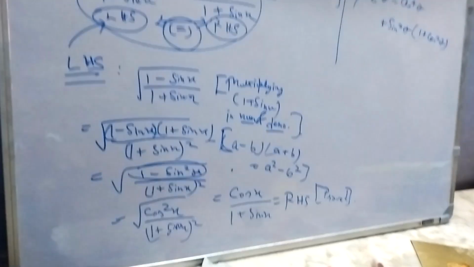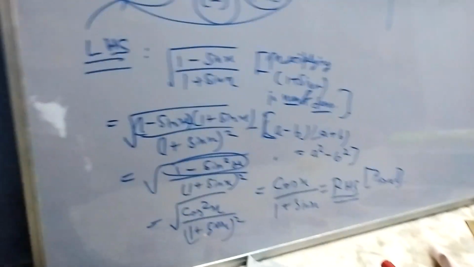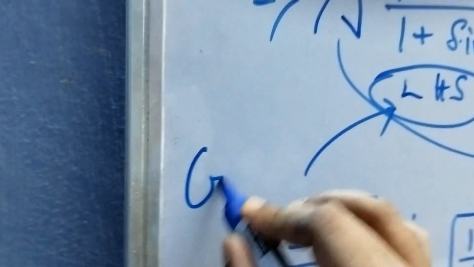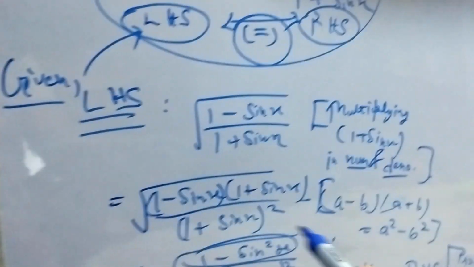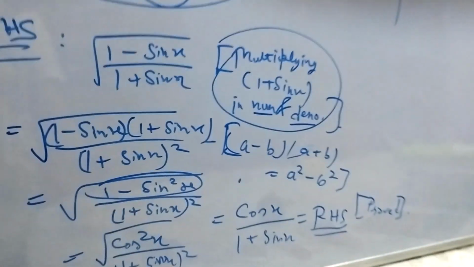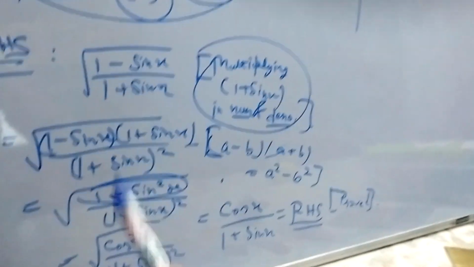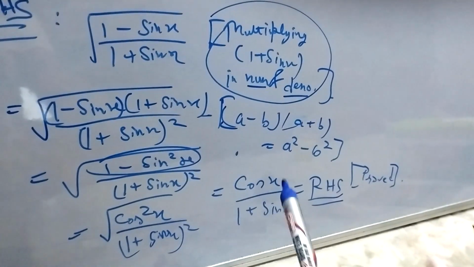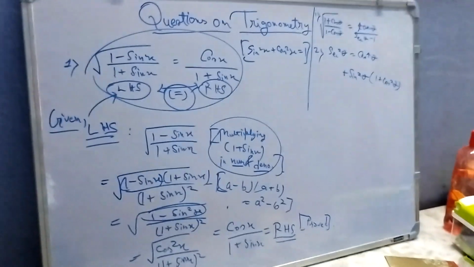For solving this equation, always mention the given RHS, then start with the LHS and write the steps. Always write the reason why you are doing those things and how you are applying them, work through the question, derive the RHS, and it will be proved and the question will be fulfilled. I hope I made this clear to you.